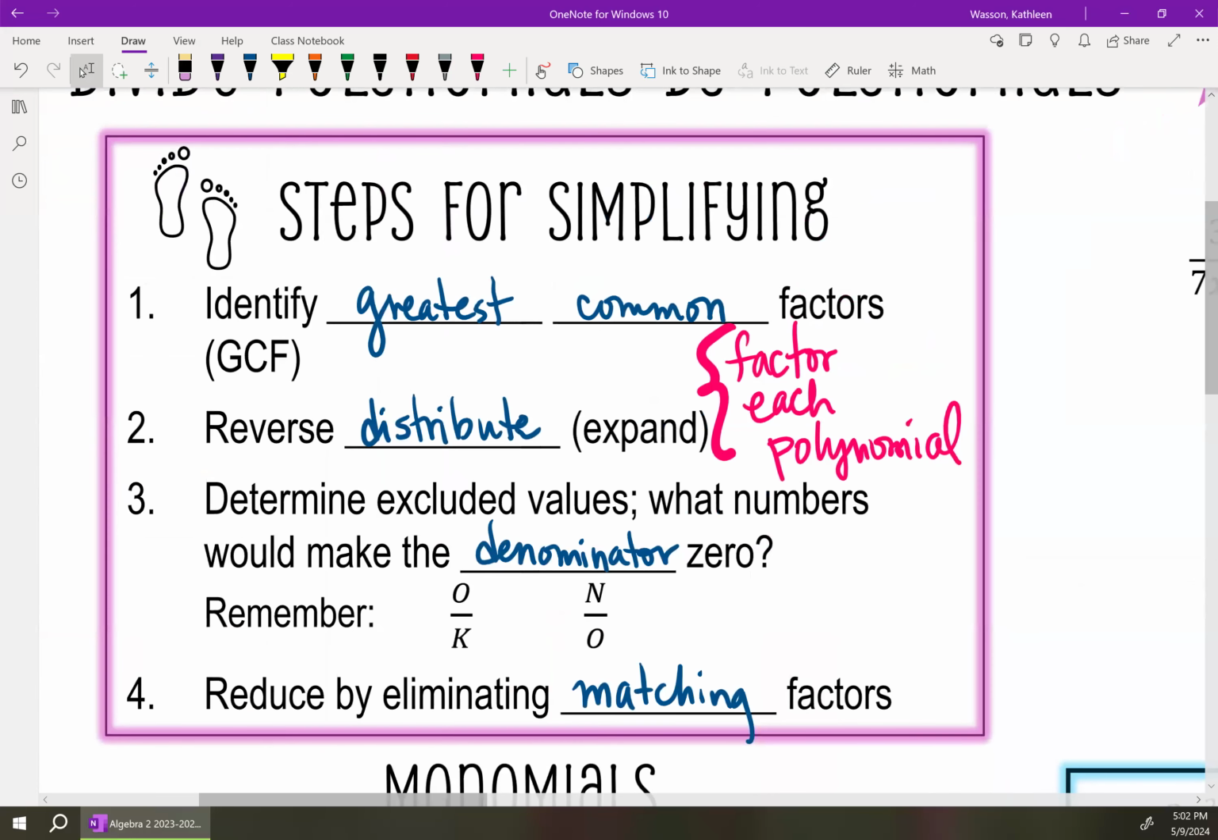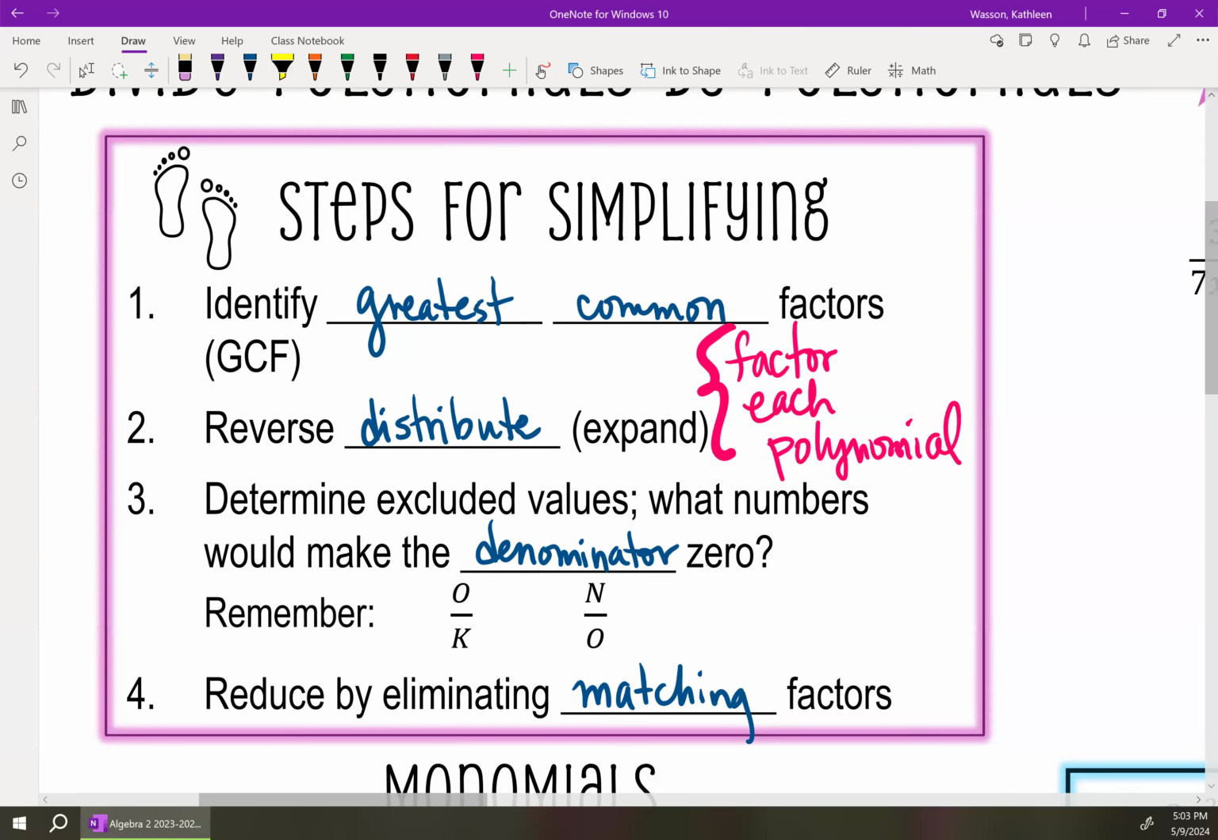Then let's go through steps for solving. You first need to identify the greatest common factors, if there are any, and then reverse distribute, which is another way to say you need to factor each polynomial. Sometimes you can also call that expanding. I have some examples that I'll do that will expand just so you're clear on what I mean by that.